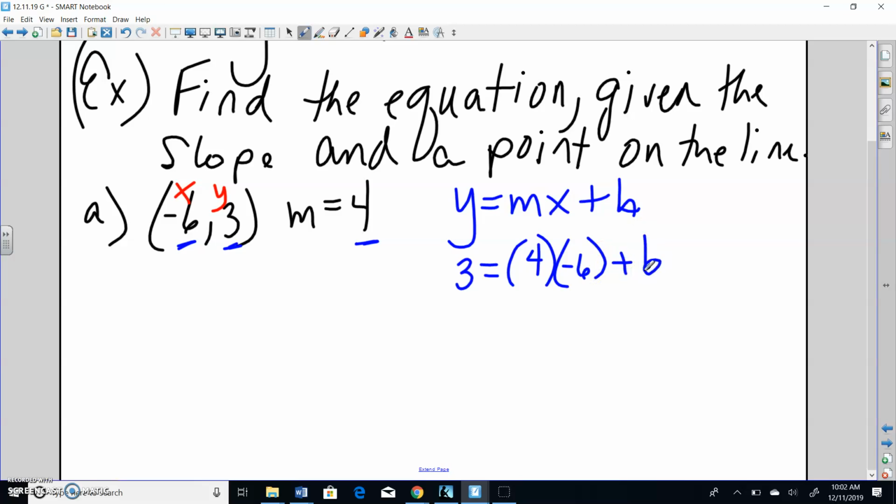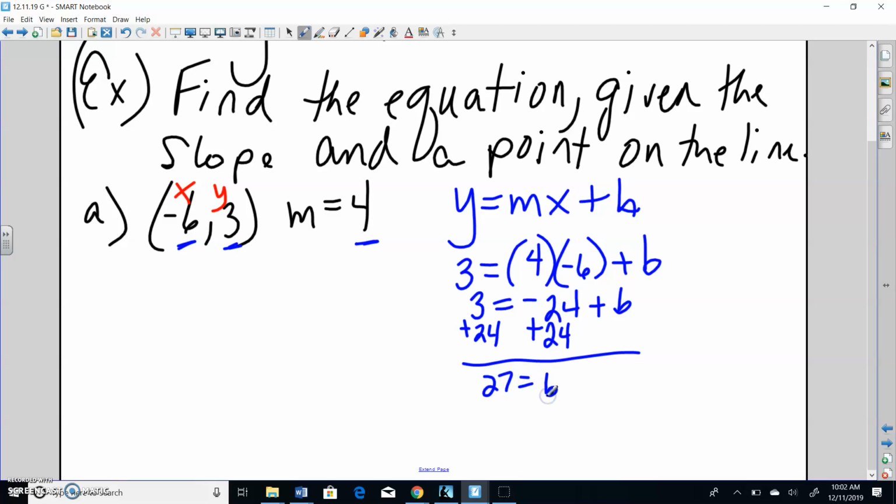And now we need to solve for b. Negative 6 times 4 is a negative 24. And then to isolate b, I'm going to add 24 to both sides. So 27 is the value of b.